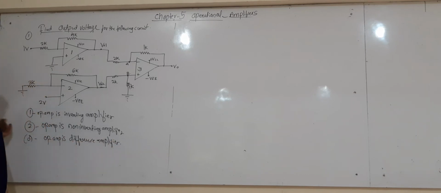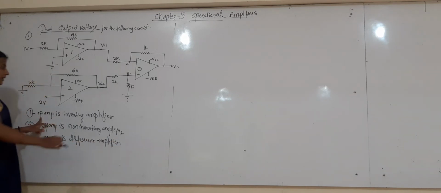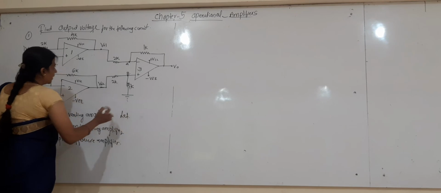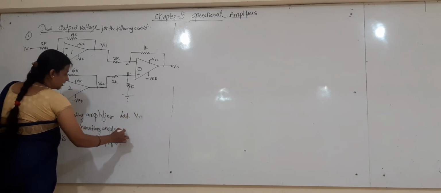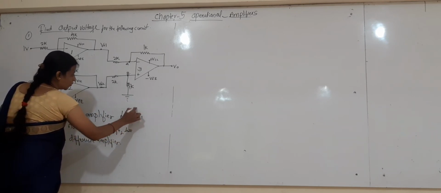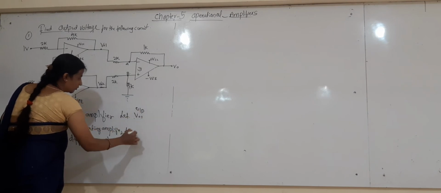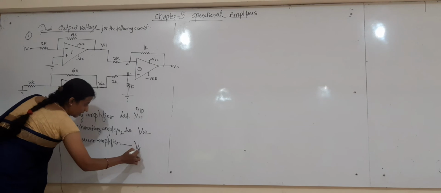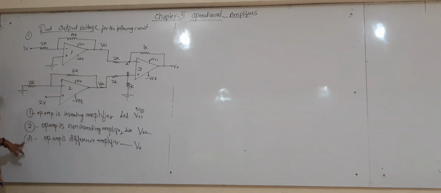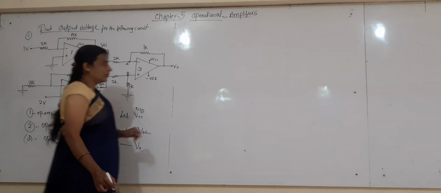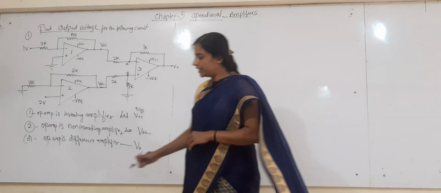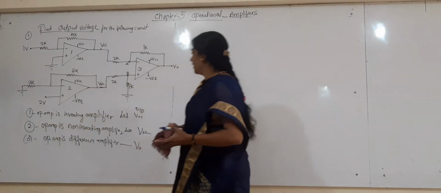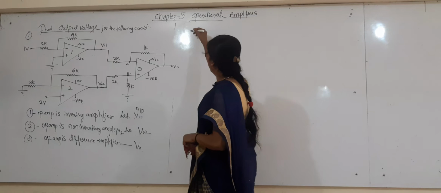Difference amplifier. Let the output of the first op amp be V01, the output of the second op amp be V02, and the final op amp output be V0. So now, for V01, we have to find the inverting amplifier output voltage.